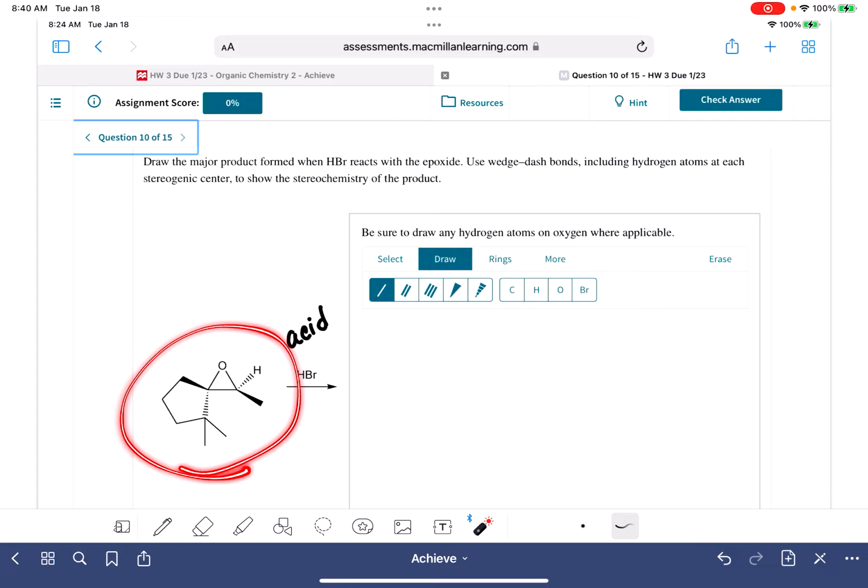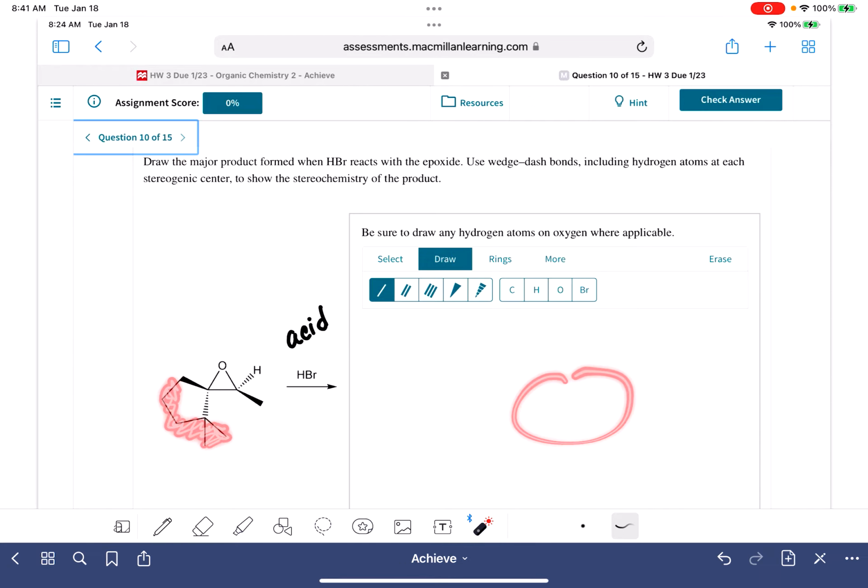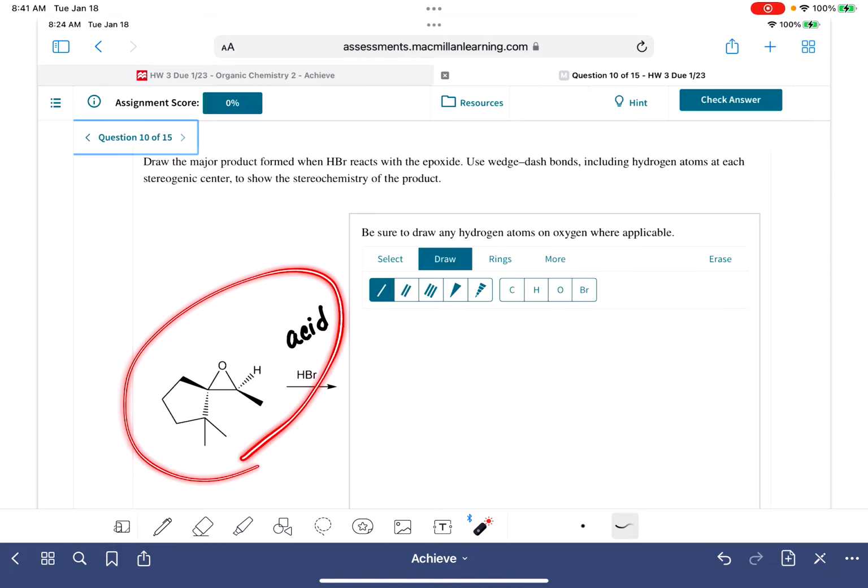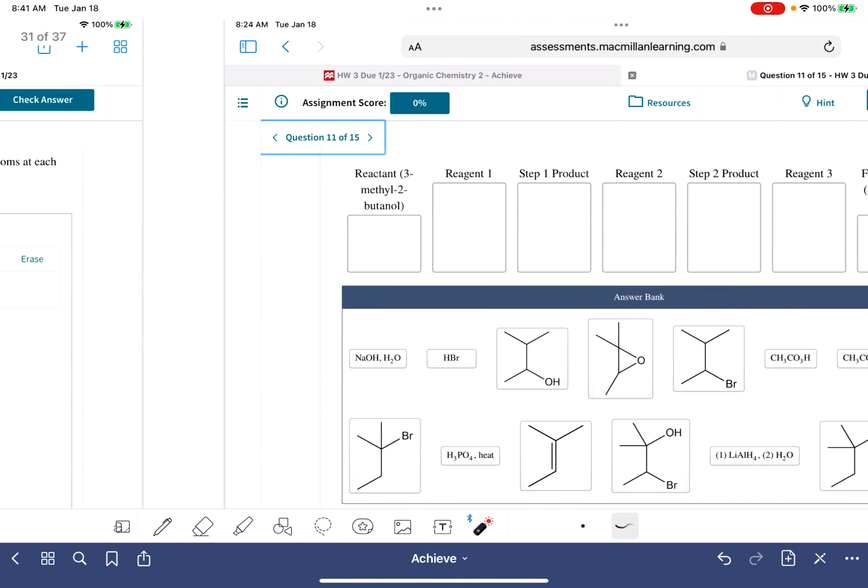Don't let this one freak you out. It's got this extra ring on here, and if that stresses you out, you can just ignore it for the time being and think about it like this molecule right here. Once you've got your product sketched out in the end, go ahead and put that ring back in the product. Don't let that extra ring make you think that something unique or different or special is going to happen. This guy's going to react the same way as all the other acid catalyzed ring opening reactions.